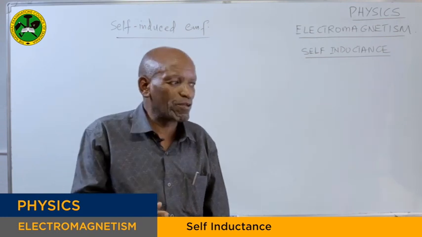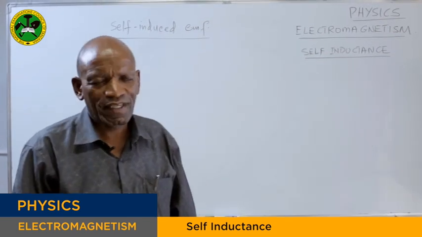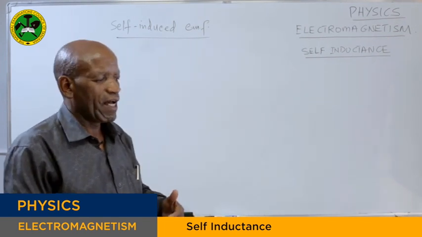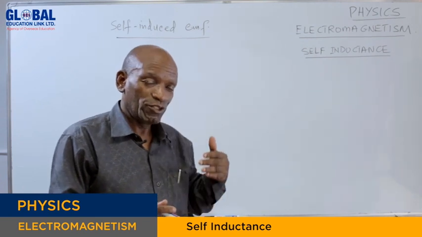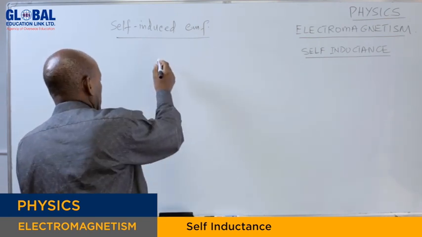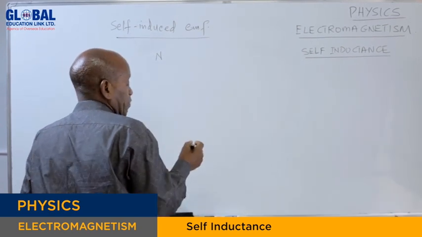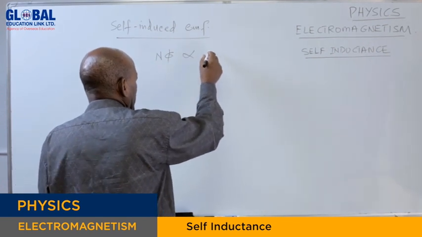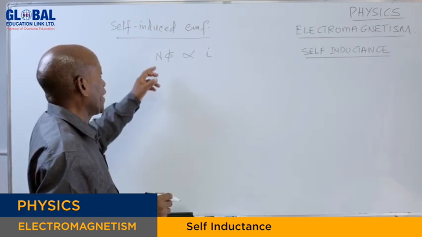As I've already said, this back EMF opposes the growth of the current flowing through that inductor. The magnetic flux produced within an inductor, as we have already seen with Faraday's law, should be proportional to the current produced. If the coil has N turns, then the total magnetic flux, N phi, should be proportional to the current I in that coil having N turns.